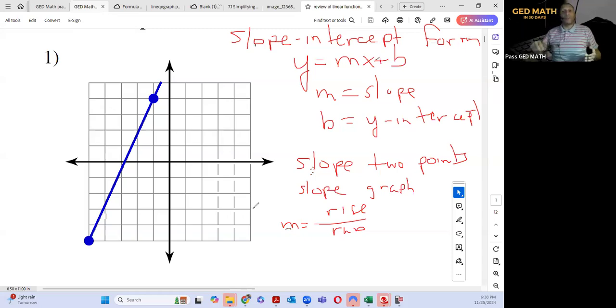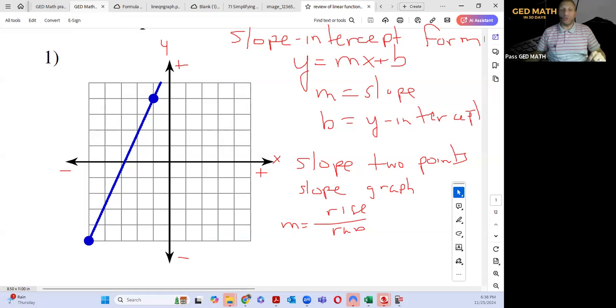Again, if we look at the graph, this is my y-axis, this is my x-axis, this is my positive, this is my negative, this is my positive, this is my negative. So as I go up, I'm going towards the plus side. That's rising up. If my rise is negative, I'm coming down. My run is to the right. That's positive. If I go to the left, my run is negative.